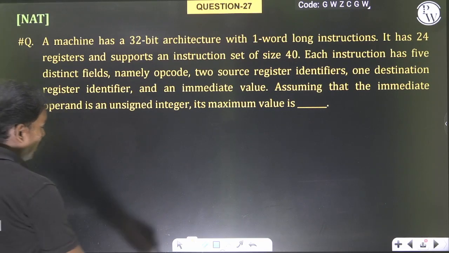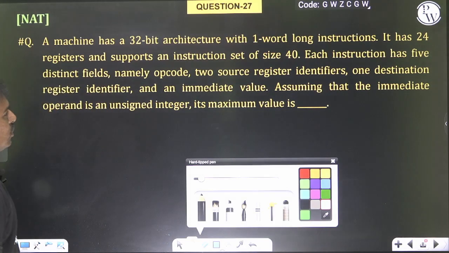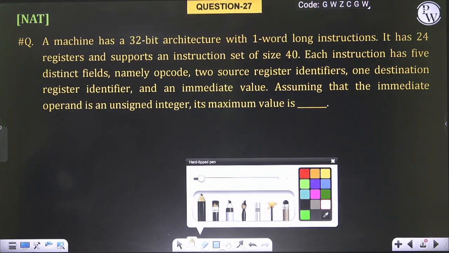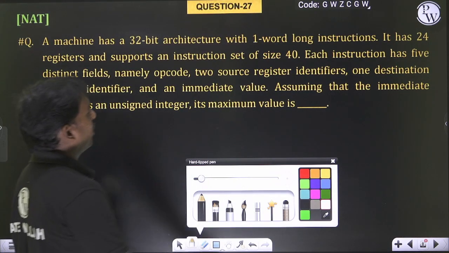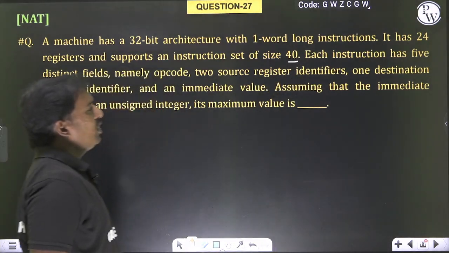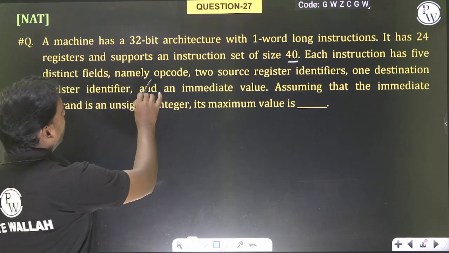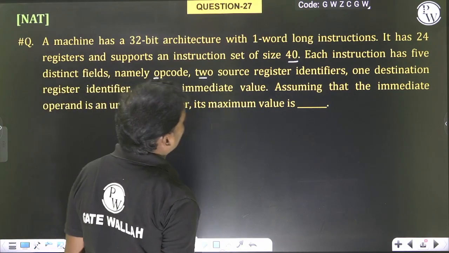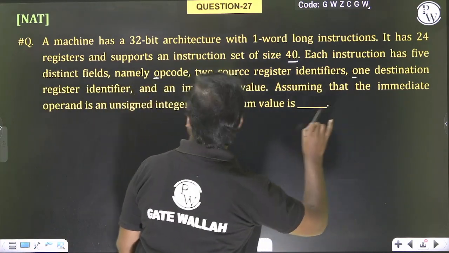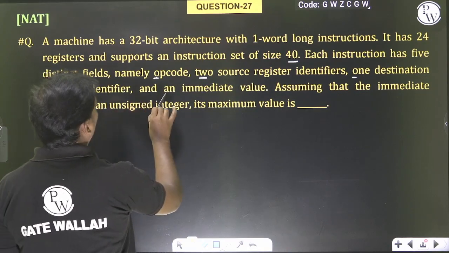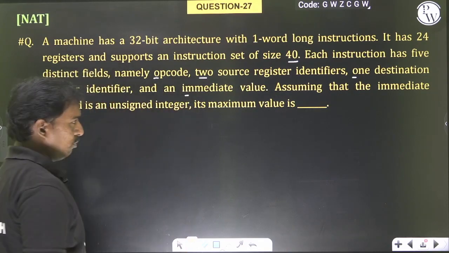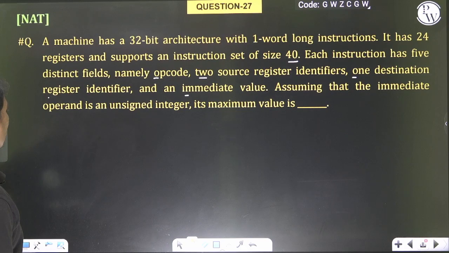A machine has 32-bit architecture with one word long instructions. It has 24 registers and supports an instruction set of size 40. Each instruction has 5 distinct fields, namely opcode, 2 source register identifiers, 1 destination register identifier, and an immediate value. Assuming that the immediate operand is an unsigned integer, its maximum value is dash.